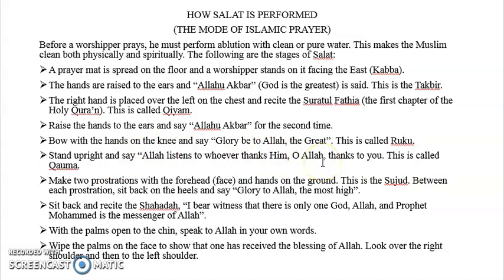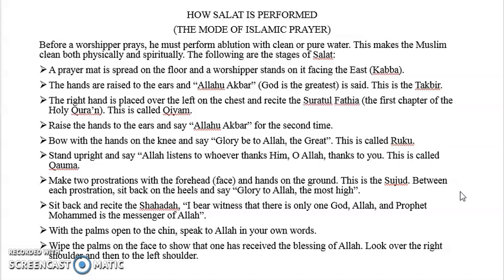This is known as Qawma, or as we can say, Kawuma. The spelling is right here. These are Islamic terms, so our pronunciations, because we are not Muslims, may differ. After the Kawuma, the Muslim worshipper makes 2 prostrations with the forehead, that's the face, and the hands on the ground. This is known as sujud. Between each prostration, he sits back on the heels and says, glory to Allah the Most High. If this is a 4 rakat prayer, there are 2 prostrations for each, making about 8 prostrations in all.